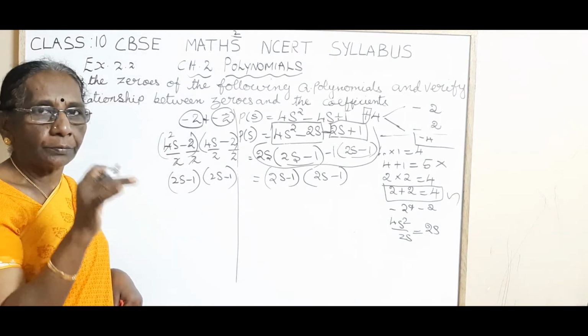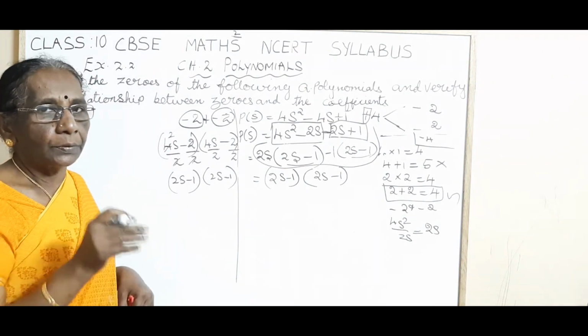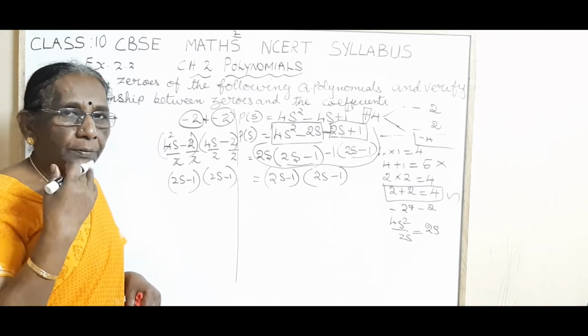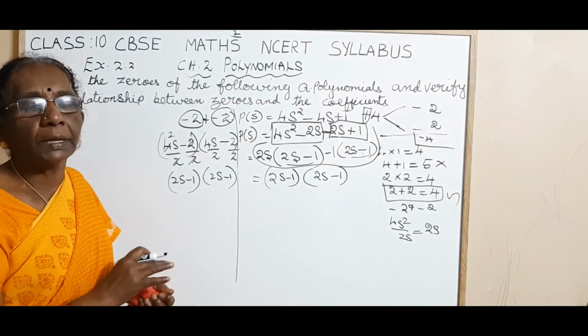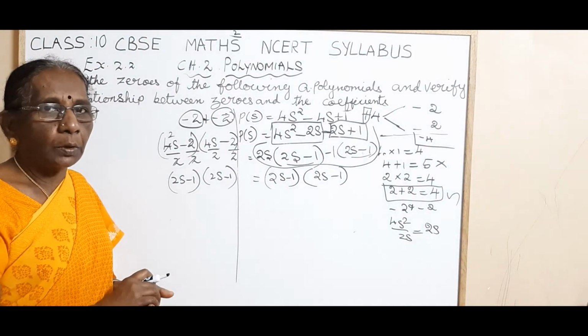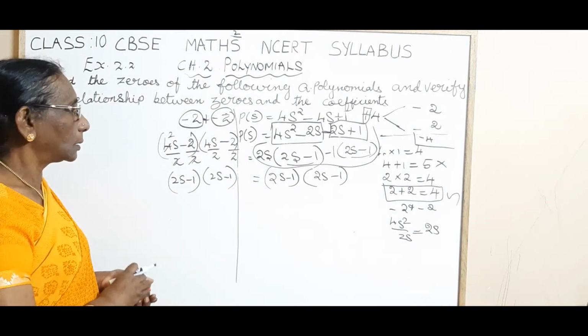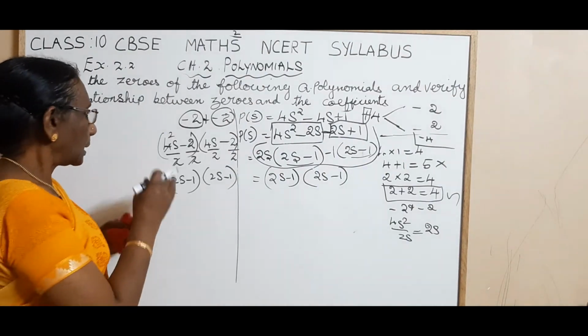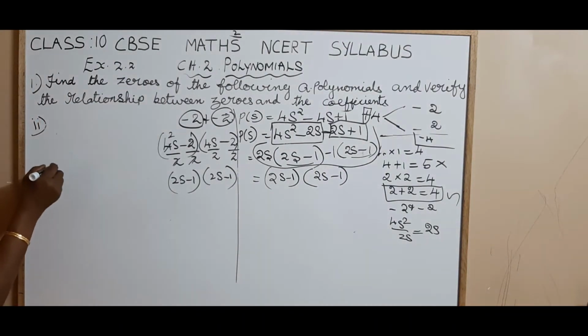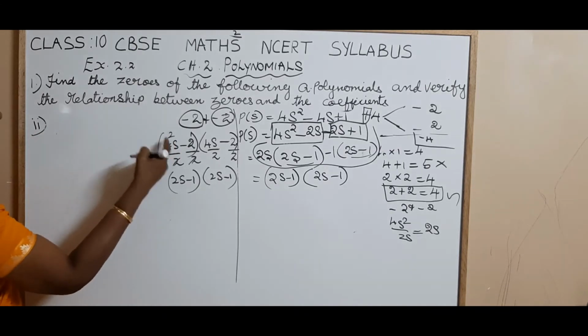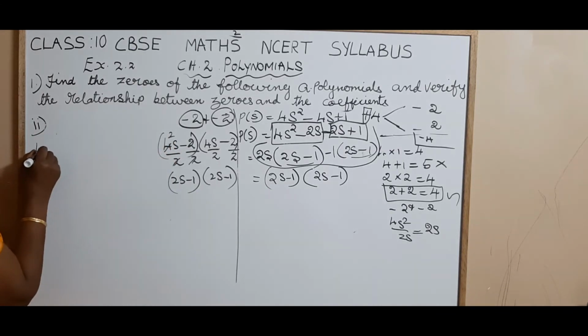Because you have to find the zeros correctly. If you find it correctly only, the verification will be correct. If you make a mistake in this, then the verification will go wrong, and then you have to spend a long time on it. So have you understood how to find this? Now the zeros. Any factor. So what have we calculated now?